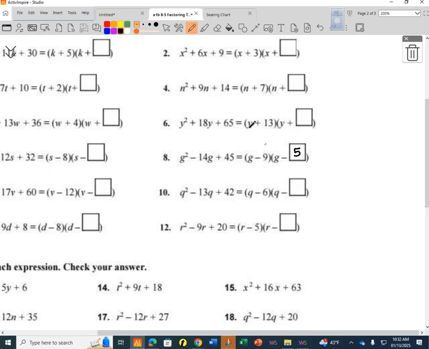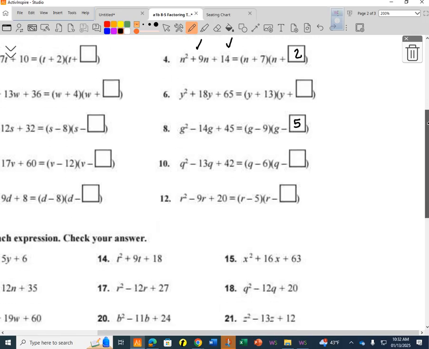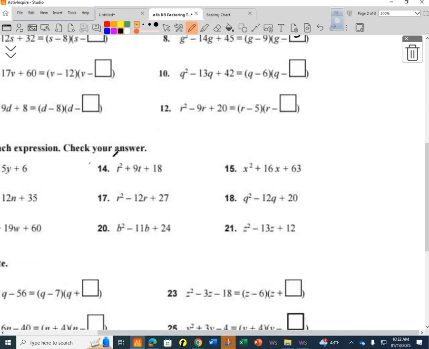Let's look at number 4. What's going to go in this box for number 4? We know it's n times n, and we know the other factor is 7. So 7 times what will give me 14, and if I add them together, give me 9? 7 times 2 is 14. 7 plus 2 is 9. That's exactly right. So that's all you have to do on 2 through 12. You don't have to show any words. Now these, you're factoring the whole thing, just like we just did. You guys going to do one of those?